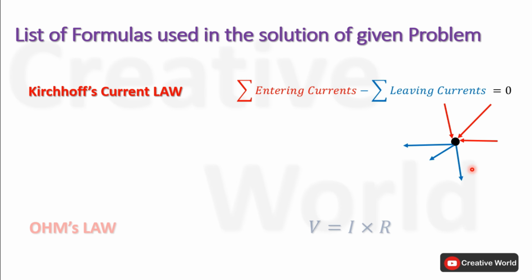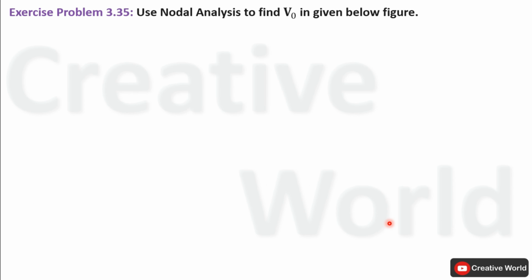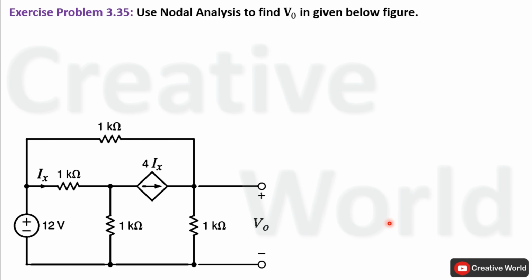We also will be using Ohm's law. According to this law, voltage across any resistance R is the product of current through it and the value of resistance itself. Now move towards the problem. Exercise problem number 3.35. Use nodal analysis to find the value of voltage V0 in the given figure. This is the circuit diagram of the given problem.